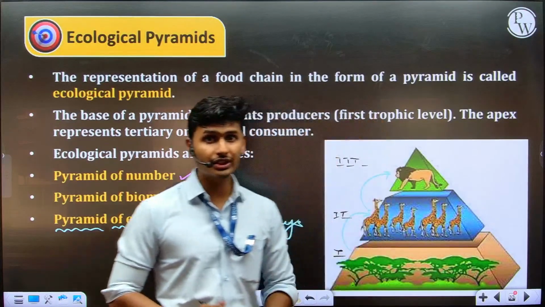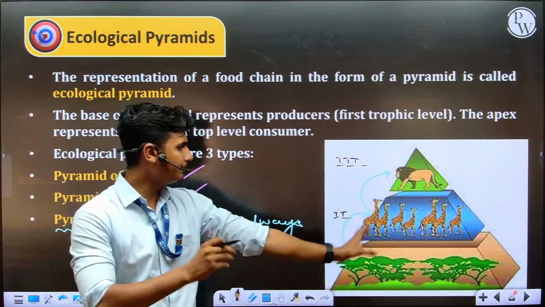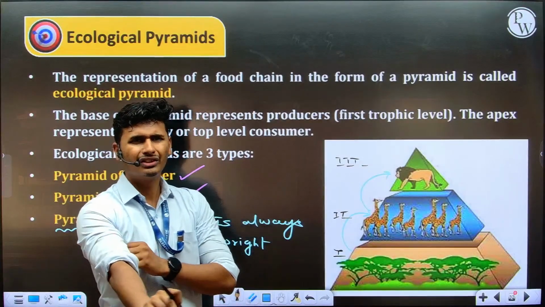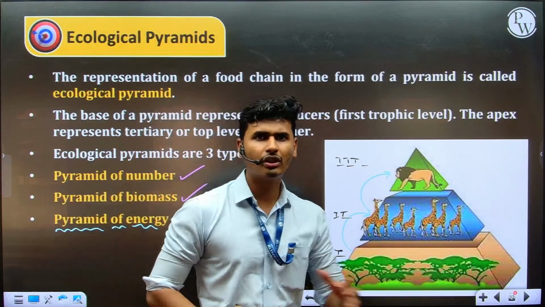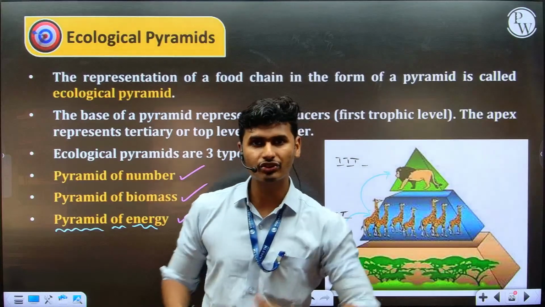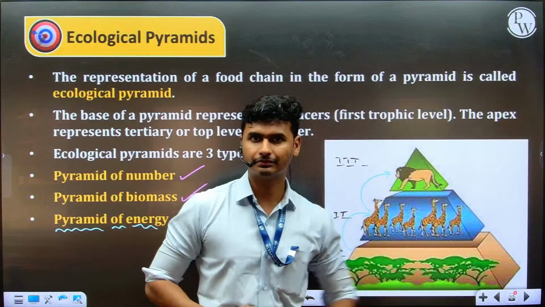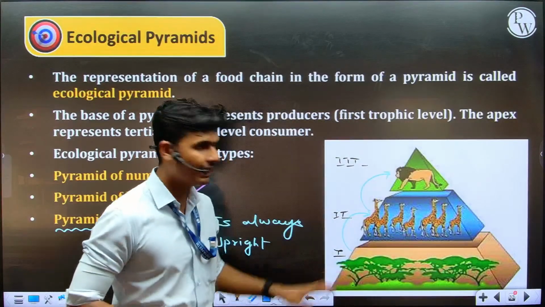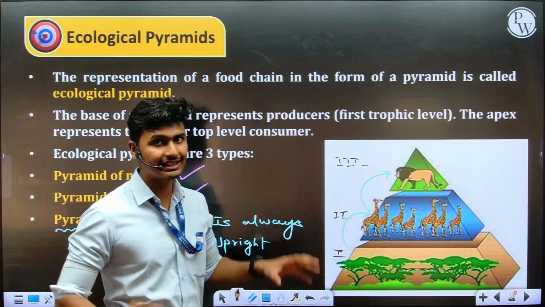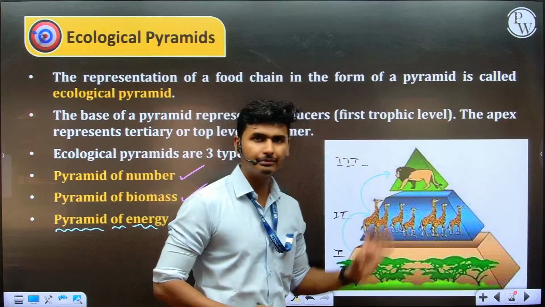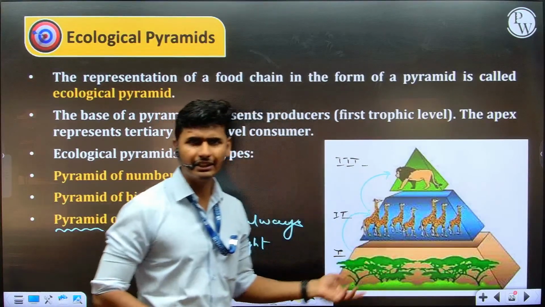With the help of sunlight, the plant has 100% energy. Some energy is lost because of respiratory losses. So the net primary productivity, NPP, is still with the plant, and this NPP, this kind of energy, is transferred to the deer. It is available for the deer.